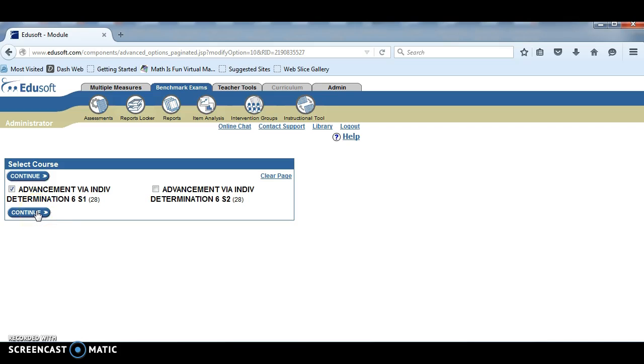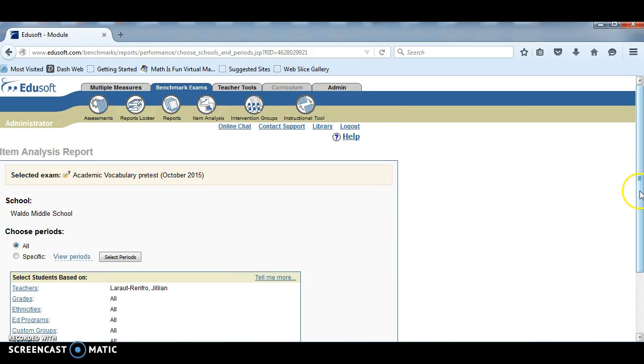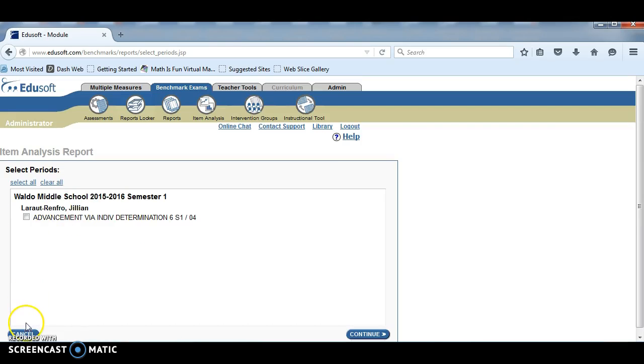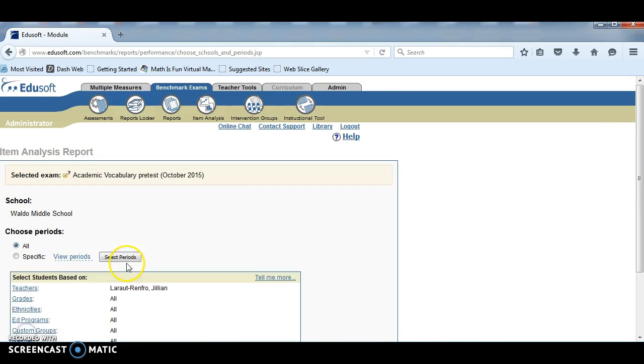If you have more than one course, you could choose all of your semester 1 courses, or you could just look at one course at a time. We also have the option, if we want to just look at specific periods, after we've chosen the teacher and the course, we can go here and choose specific periods. I'm going to go ahead and cancel because I don't need to do that, but that is an option.